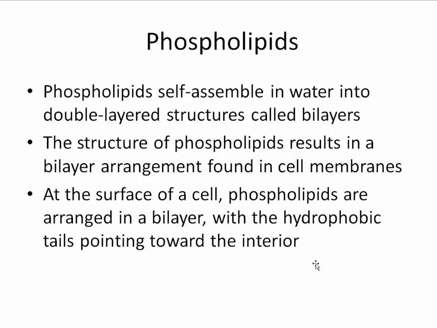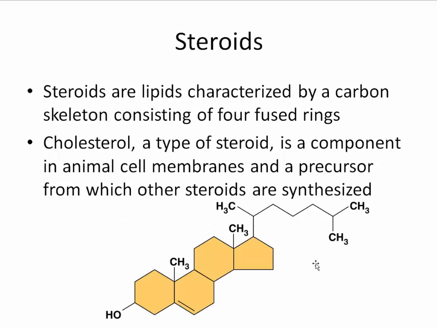And so that's the thinking: if phospholipids were formed in the beginning of time, when Earth was starting out and life was starting out, then if a phospholipid molecule was able to be formed, they would immediately start enclosing areas and keeping stuff inside. So then you would have the beginnings of a cell or a protocell. So at the surface of any cell, there are phospholipids. They're arranged in a bilayer, and the hydrophobic tails are always pointing to the interior.